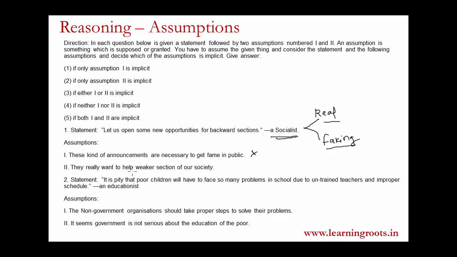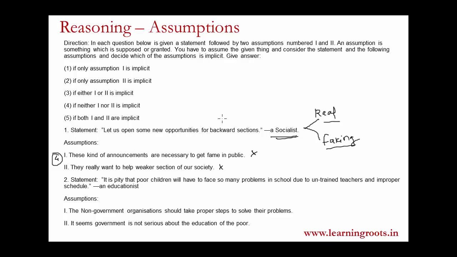If he genuinely means to help the weaker section of the society, then we would say that this person is not faking. If that person is saying that he really wants to help, again it will be this thing. Again, it could be a mixed reaction. We cannot really know if both of them are implicit or not. So we would go for the answer which says that neither one nor two is implicit. The correct option in this case will be 4.